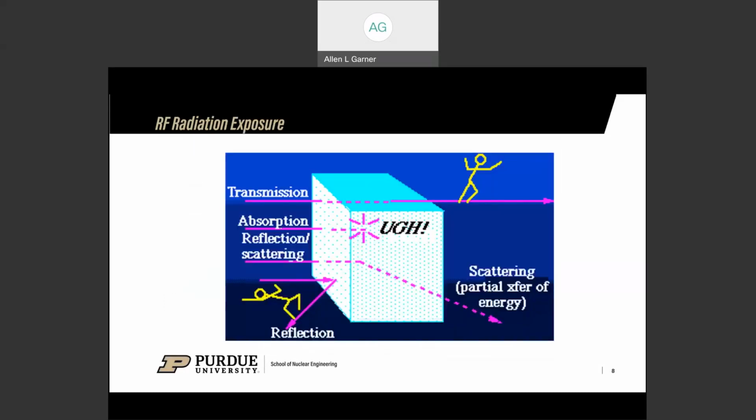So RF radiation absorption, what's going on? Well, I used to teach RF radiation safety at the U.S. Naval Research Lab. This is one of the slides. Big picture, you can have transmission, absorption, reflection, and scattering. With absorption, when the RF radiation hits you, it's going to cause heating.